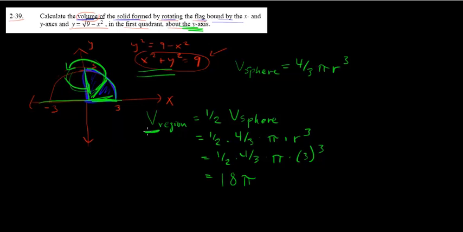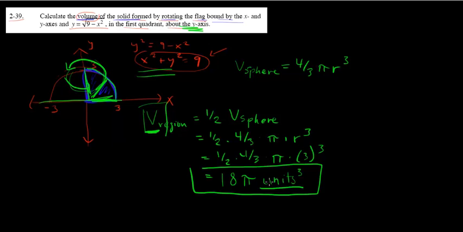Now remember, we're looking at volume. So what are the units of measurement? We know volume is just basically units cubed. So that's how we write our answer. 18 pi units cubed is the volume of the solid formed by rotating this region here around the y-axis. So this concludes CPM Calculus Chapter 2, number 39.